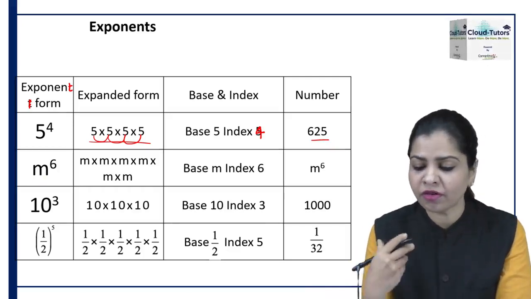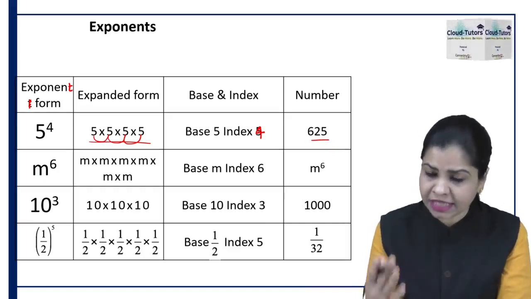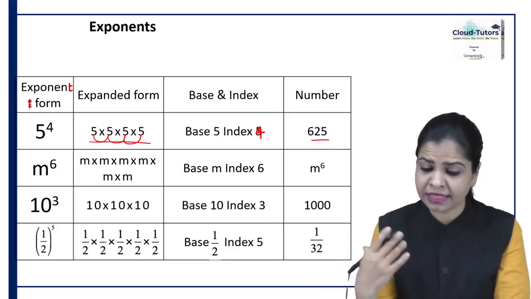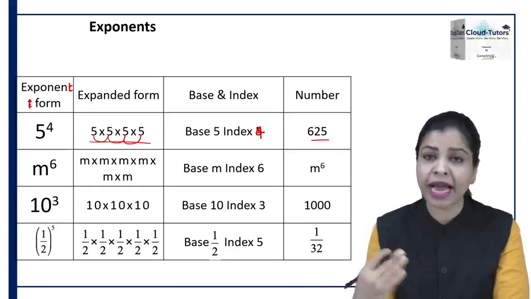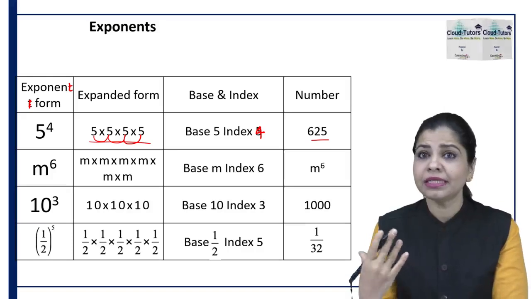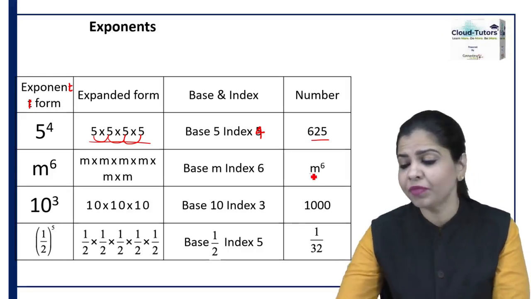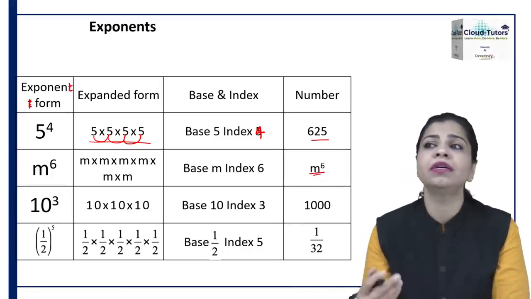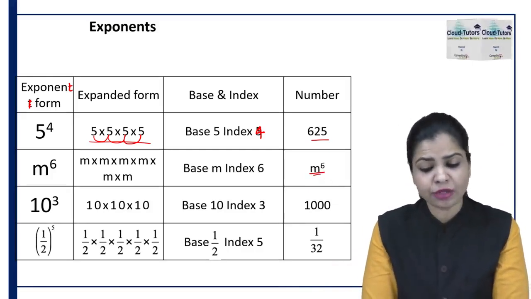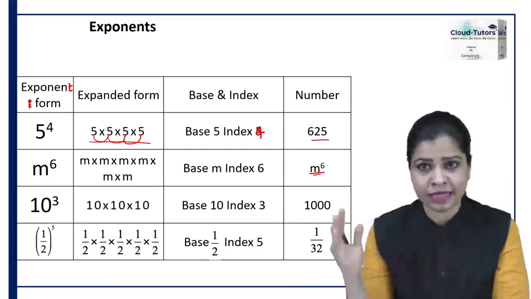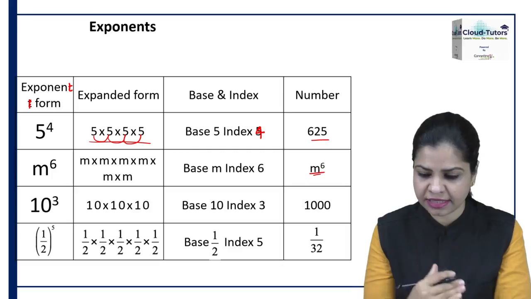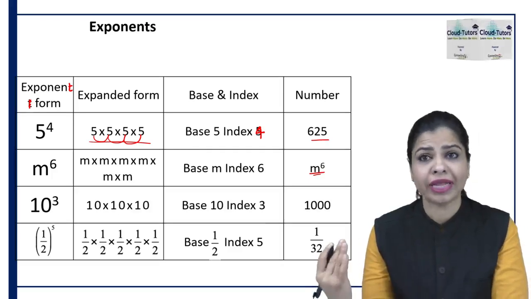So m to the power of 6, again 6 times m, base is m, index is 6, and you write m power 6. Since it's an algebraic term, the number will also remain m power 6 only. And 10 to the power of 3 means 10 3 times, and the base here is 10 and the index is 3.